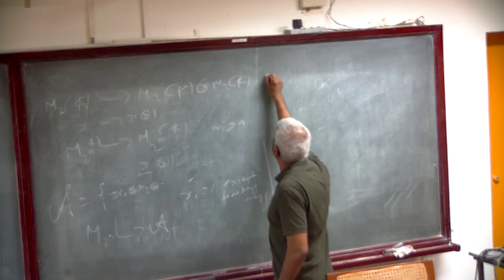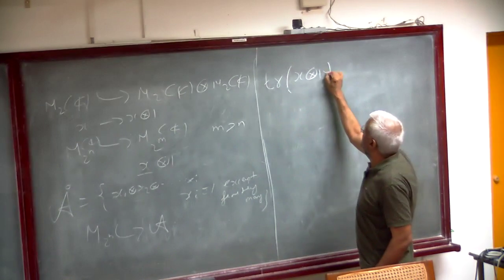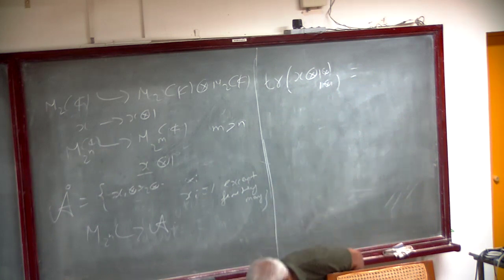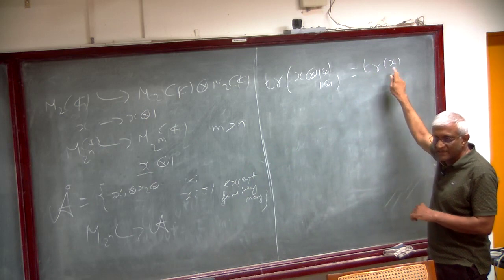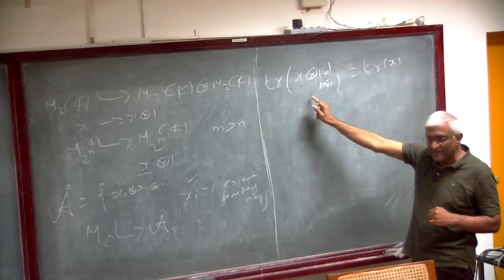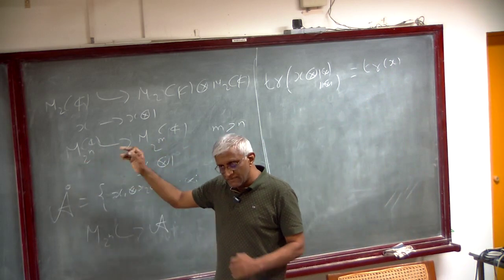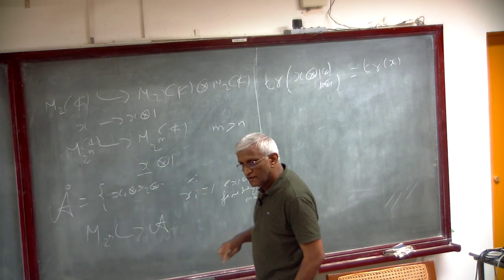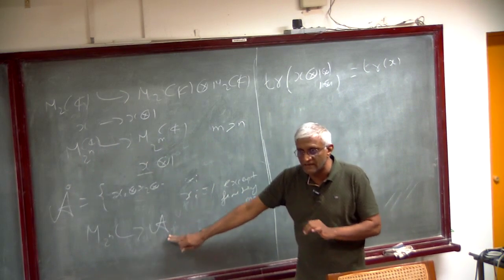Now you have a trace on this. You can define the trace of any x tensor, where x is a big thing but finitely many, then 1 tensor 1 tensor 1 after some time. This is equal to trace of x. Trace of x is defined as it sits in some M_{2^n}, and this is well defined because the trace on M_{2^m} restricted to M_{2^n} is the trace on M_{2^n}. So you get a tracial state on this A.